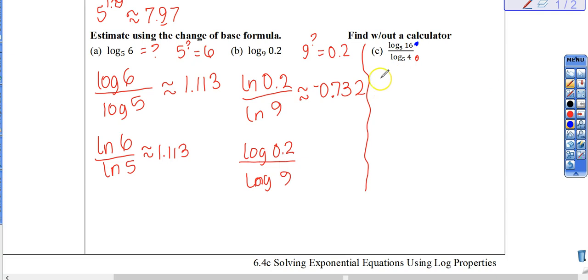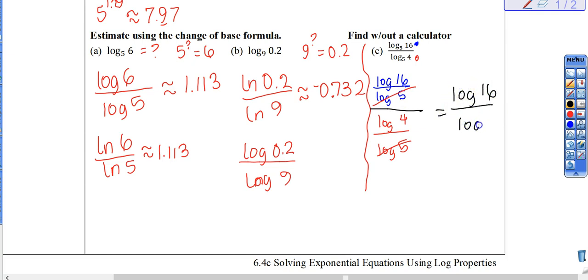The log of 16 over the log of 5. And then in my denominator, I'm going to grab my red pen and write the log of 4 over the log of 5. So I'm just using change of base. And then, if you recall, I've taught you before, if you can make your denominators the same in a complex fraction, you can throw them out. So you can see the truth of that statement I just pointed out.